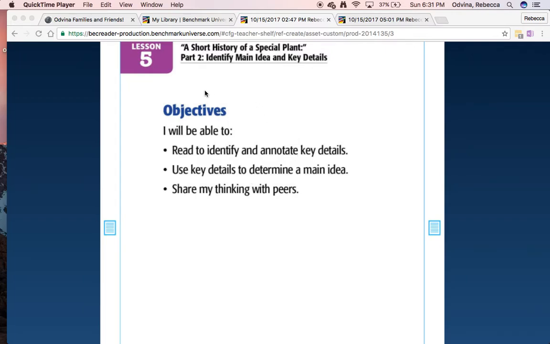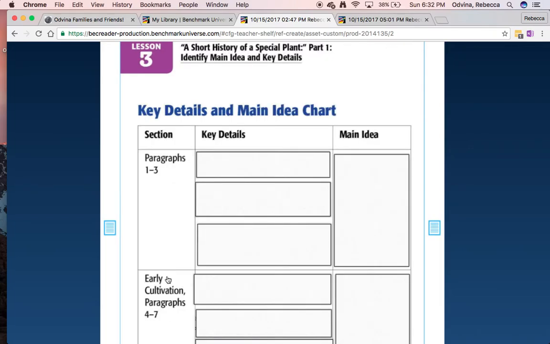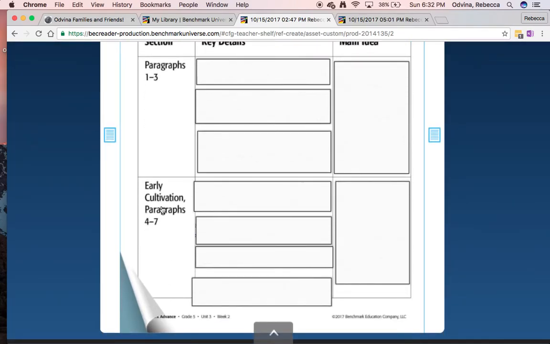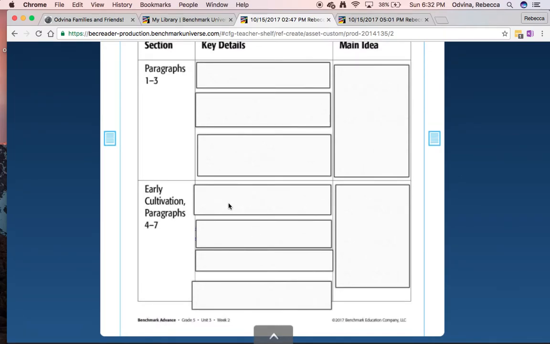We are ready to start a short history of a special plant, Part 2, Identify Main Idea and Key Details. Before we start this, though, I want to go back to Part 1. When I left off with you, you had done paragraphs 4 through 7, early cultivation. I want to see if you got the same key details I picked out.